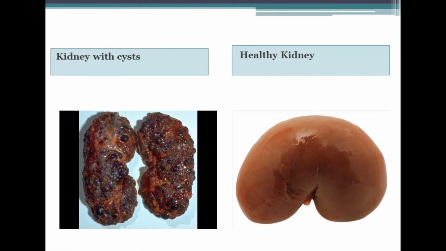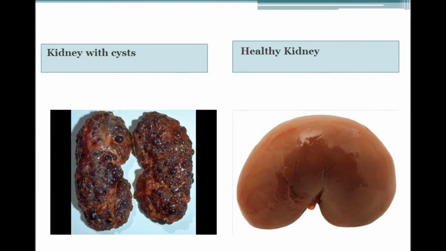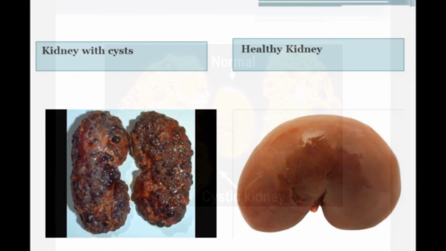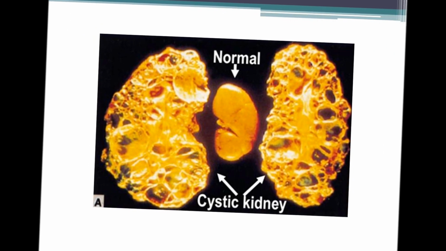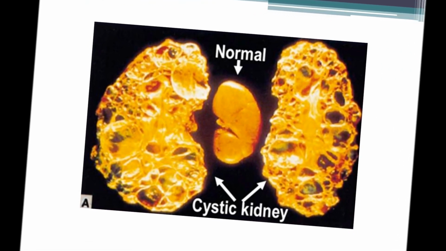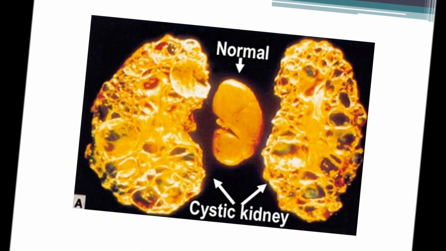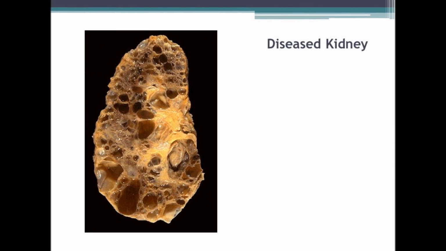In a patient with full-blown polycystic kidney disease, both the kidneys are riddled with cysts. 1 out of 500 to 1 out of 1,000 people are affected by polycystic kidney disease. The kidney enlarges considerably due to cyst growth, resulting in flank and severe abdominal pain.